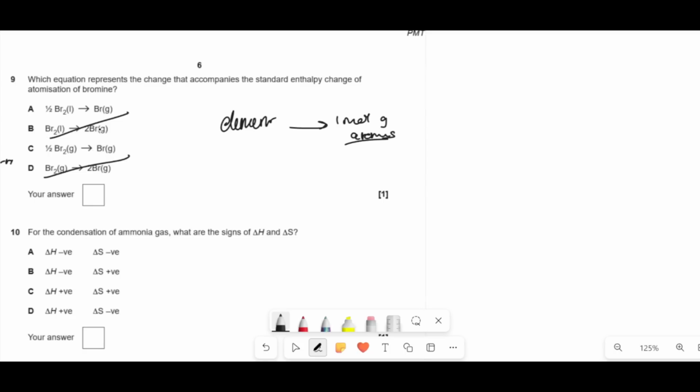So if we look here, that's half Br2 liquid to half Br2 gas. Bromine exists naturally as a liquid in its own standard state, so it's A. It's not that, because that starts as a gas. Bromine doesn't exist as a gas in standard conditions. So that's why those definitions are really important, because you should be able to sort of arrow them out, being like, we start with this and you finish with this.